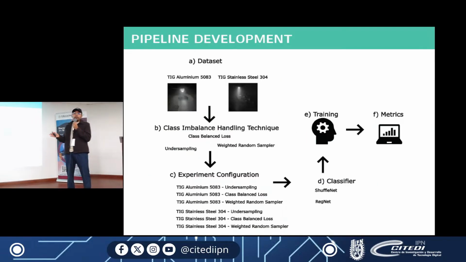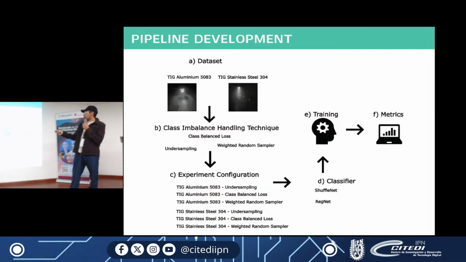So let's go very fast through the pipeline that we followed for training these models. First of all, we use both datasets, as you can see here, the ones that I presented, the TIG aluminum one and the stainless steel. And for both datasets, we use these approaches for training the models. Basically, the first one, over here, is undersampling: we reduced the amount of images per class, so we maintain a balance between different classes, just with a smaller amount. That was the first thing.